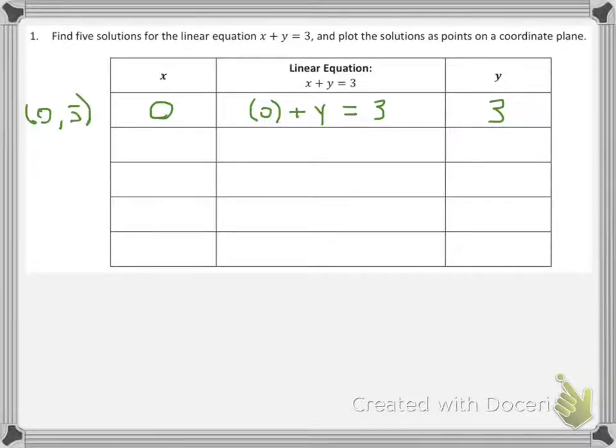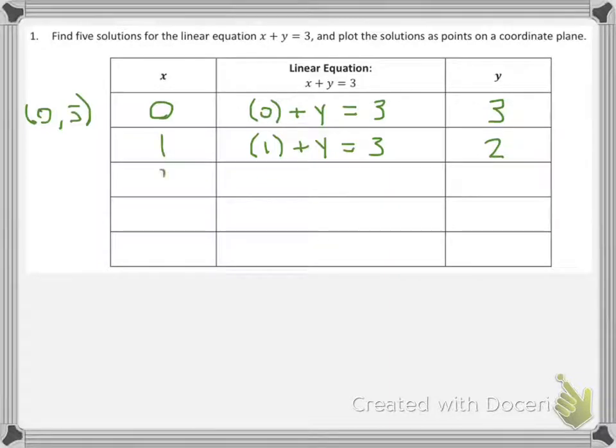Well, something like that. You can just imagine that that's a 3, since it's not working. What if x is 1? Well, that's 1 plus y equals 3. Subtract 1 from both sides, I get y equals 2.